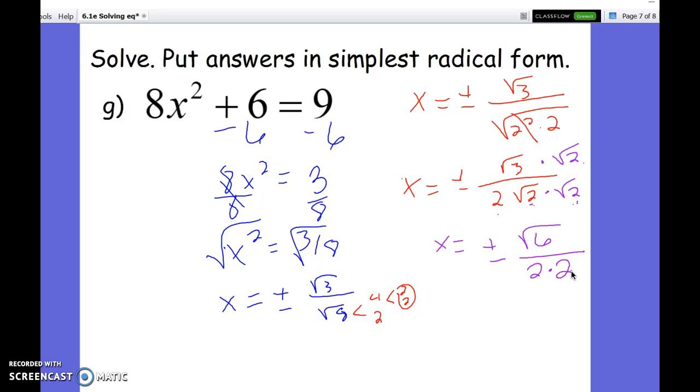So look at our denominator now. Our radical is gone, which is exactly what we wanted. Square root of 6 is just the square root of 6. We can't simplify that at all. But 2 times 2 we could write as 4. So our final answer is x equals plus or minus the square root of 6 divided by 4.